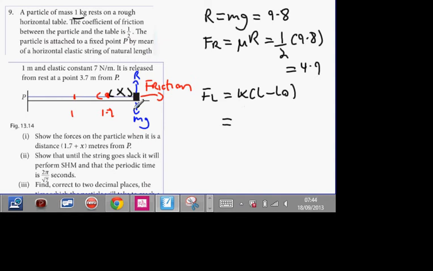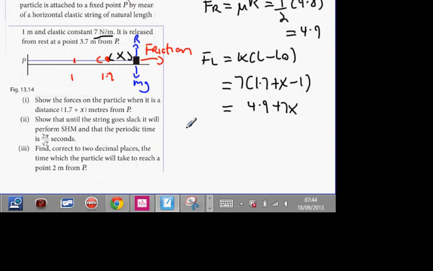K is, do we know what K is? 7. Okay, oh there it is there, 7 newtons per meter. So 7 times (1.7 plus x minus 1). That's going to be 0.7, so it's going to be 4.9 plus 7x. Now you've done it properly. FL, usually take FR minus FL will usually cancel.